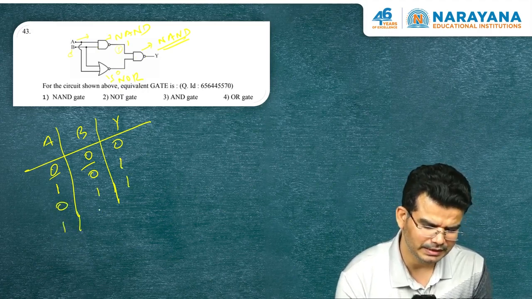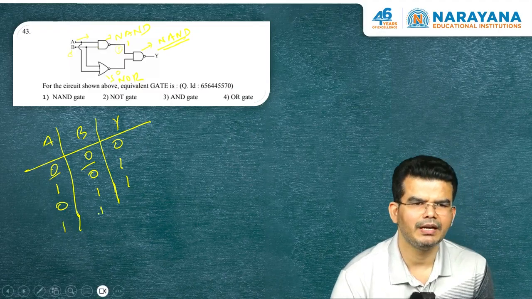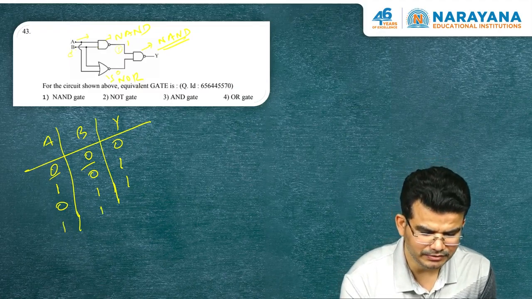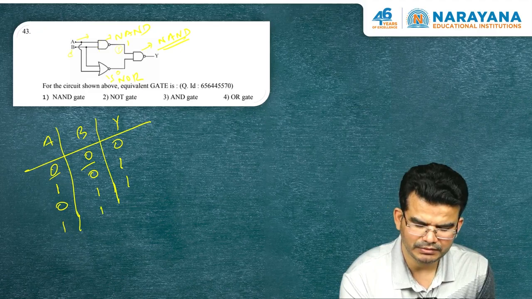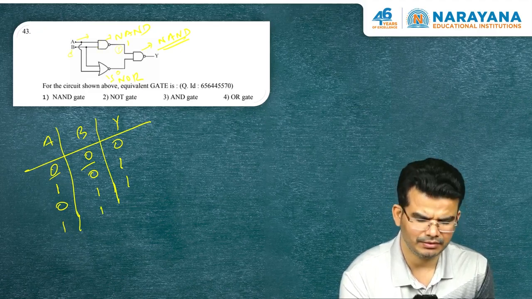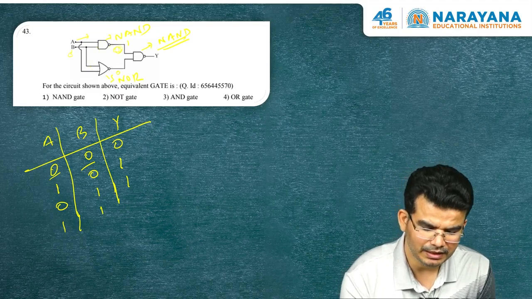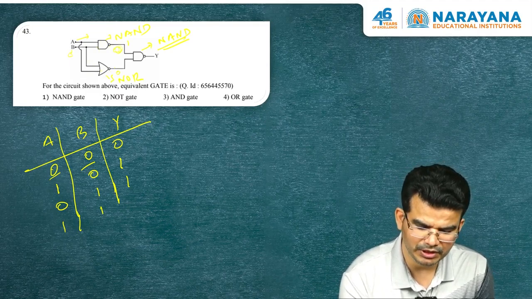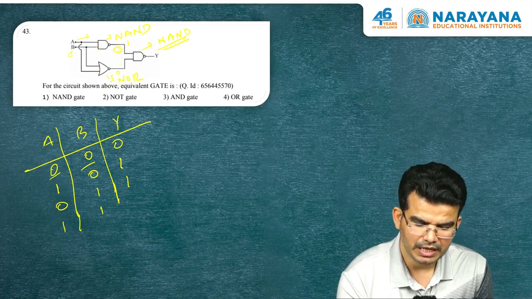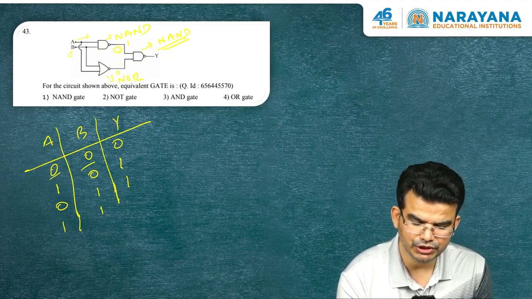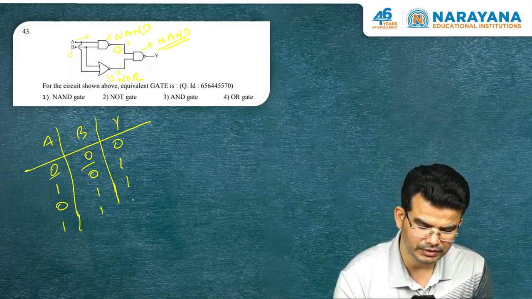Let us check last case. A is 1 and B is 1. So, 1 into 1 is 1, and this is NOT gate, so it will become 0. Here 1 and 1, 1 plus 1 is 1, but because of NOT gate it will become 0. Now, 0 and 0, 0 into 0 is 0, but because of NOT gate you will get 1.